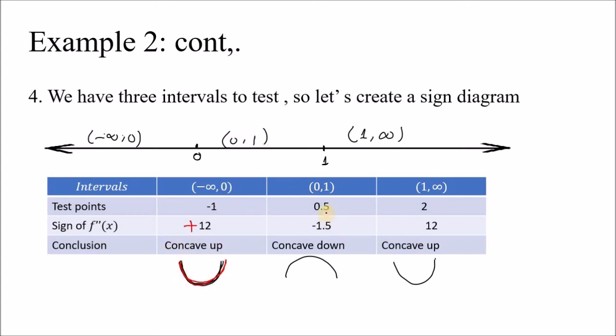If we plug 0.5 into the second derivative, we get negative 1.5. Since it's negative, the function is concave down. And if you plug 2 into the second derivative, you get 12. It's positive, so the function is concave up.